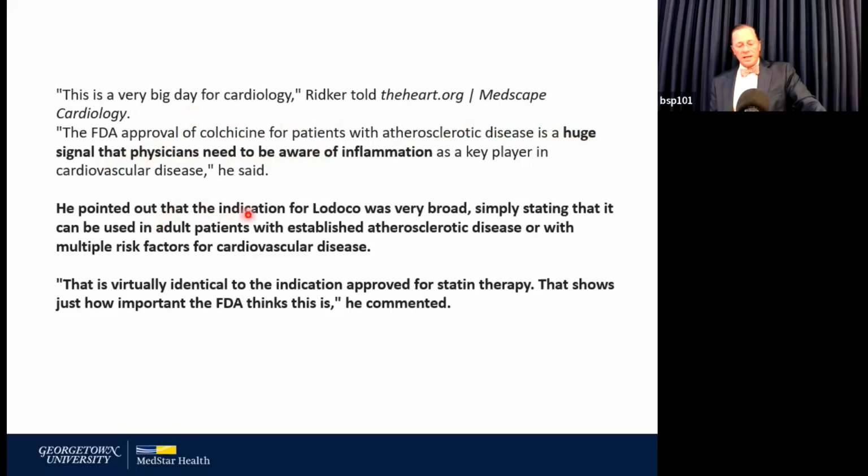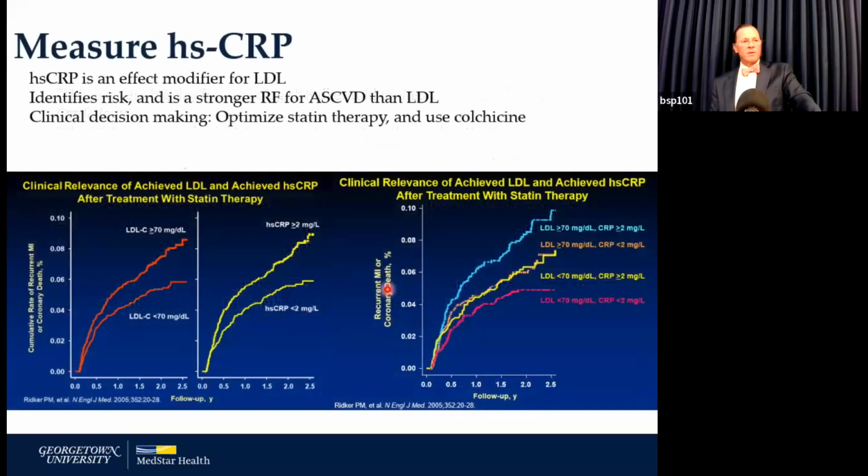And he pointed out the indication for this drug is very broad by the FDA, and that it can be used in adult patients with established ASCVD or multiple risk factors for cardiovascular disease. And he said it is virtually identical to the indication approved for statin therapy. So basically, if you're on a statin, you probably should be these days on colchicine. And I'll bet few in this room have used colchicine yet for cardiovascular disease. But the data has been coming for a number of years.